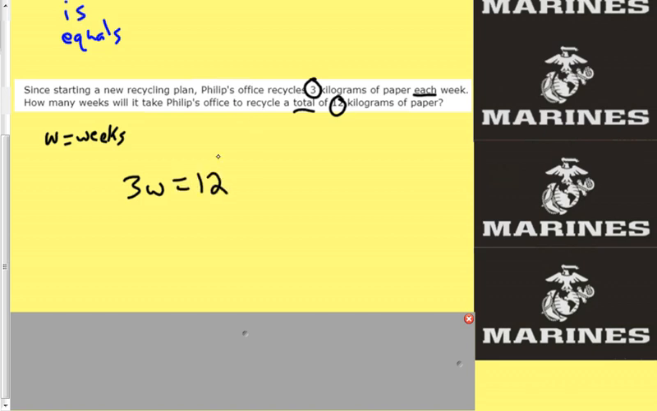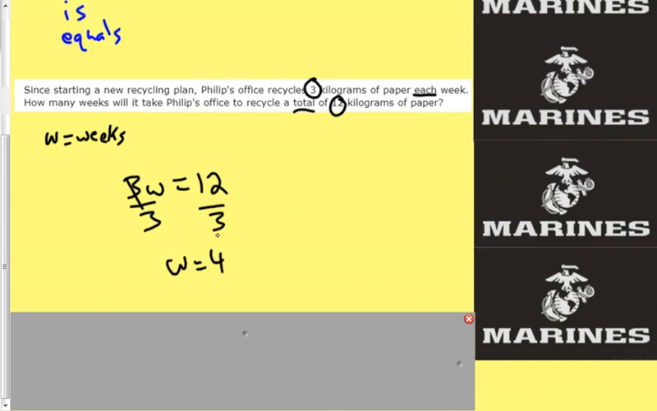Now that's it. There's no other information given. So we're just going to leave it at that. 3W equals 12. I hope you know how to solve this. It would be with the inverse of multiplication, which is division. And you end up getting W equals 4.